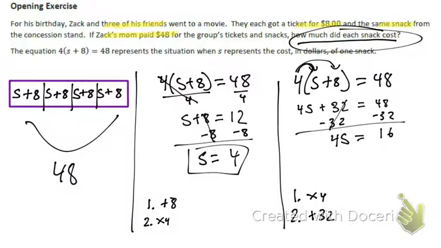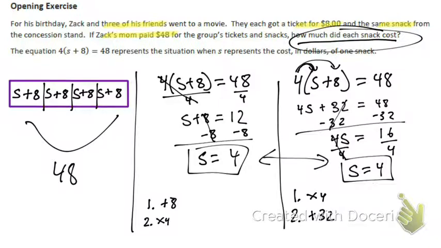Remember, how do we get rid of this 4? The 4 in front of the s means it's multiplying. So we got to do the opposite, which is dividing. They cancel each other out. So I got S equals 4. So once again, we get the same answer, right?